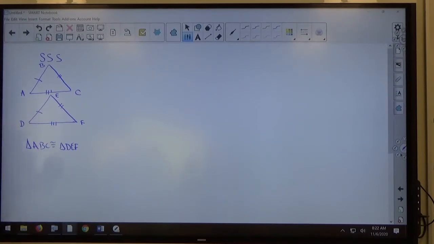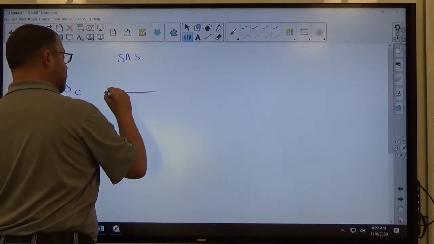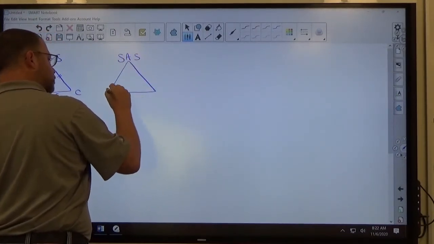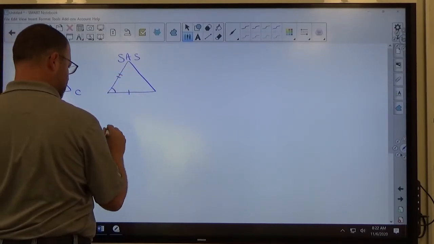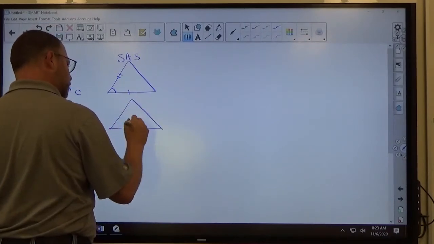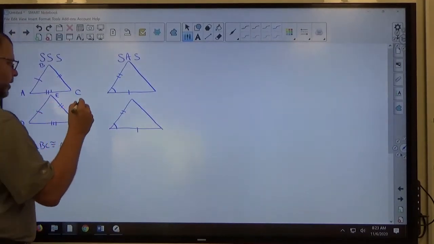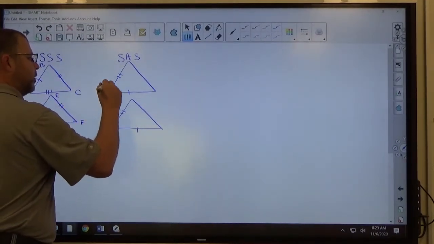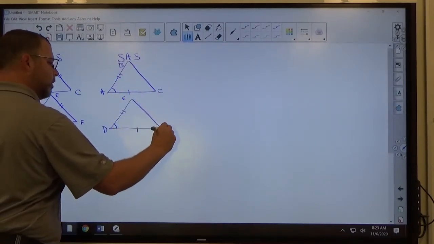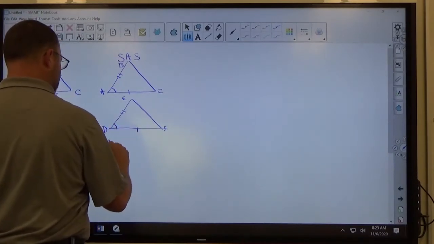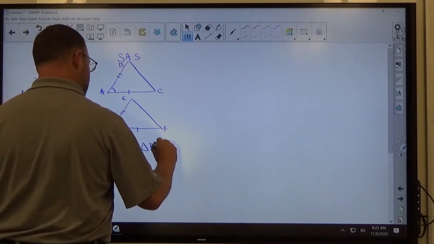All right? And then we had, of course, side-angle-side. Same idea, different information known. So we have side, angle, side. Doesn't matter which two sides, just so long as the angle is between the two sides, like that. I'll just use the same letters, A, B, C, D, E, F. So triangle ABC is congruent to triangle DEF. Right, those are the two we learned yesterday.